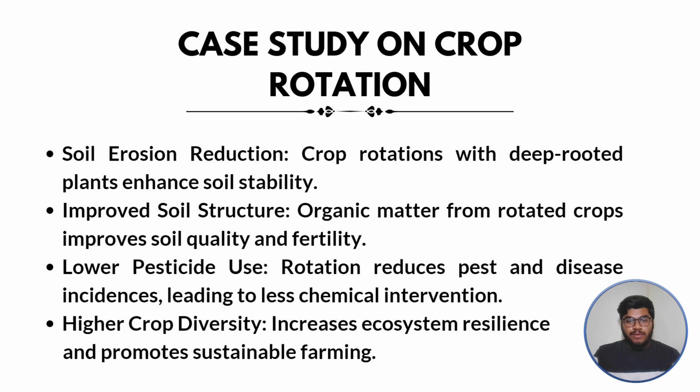Lower pesticide use, where crop rotation reduces pest and disease incidence, leading to less chemical intervention, and higher crop diversity, which increases ecosystem resilience and promotes sustainable farming. So this is about the case study on crop protection in agricultural farming.